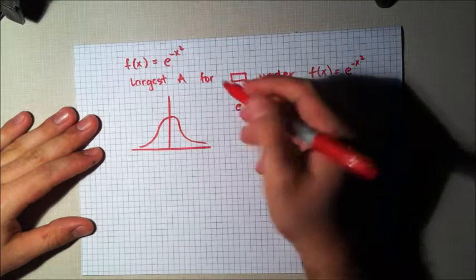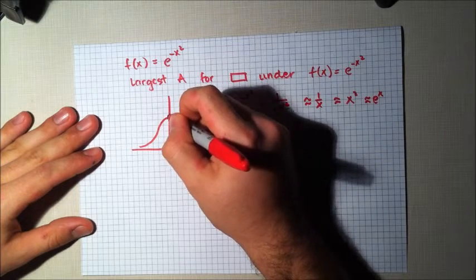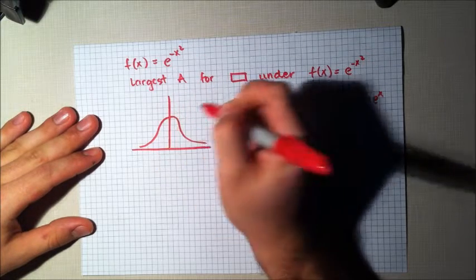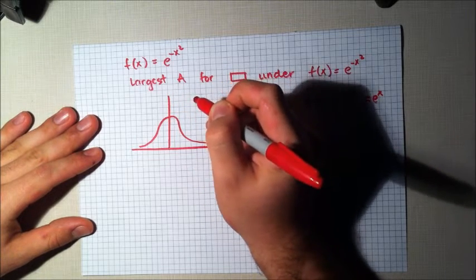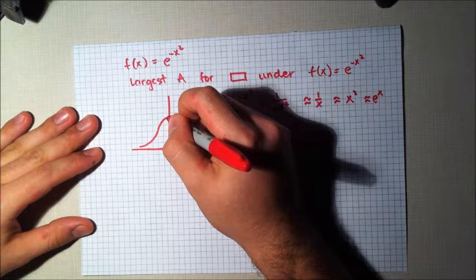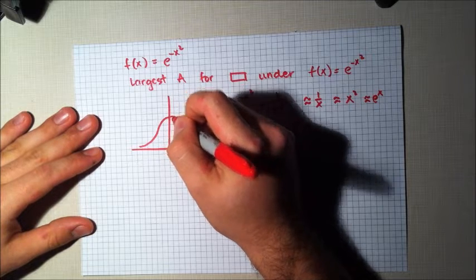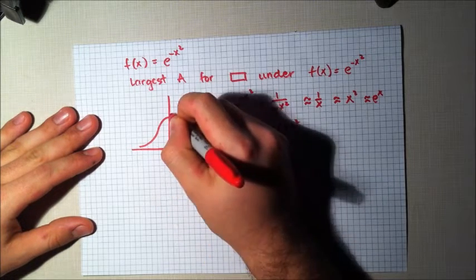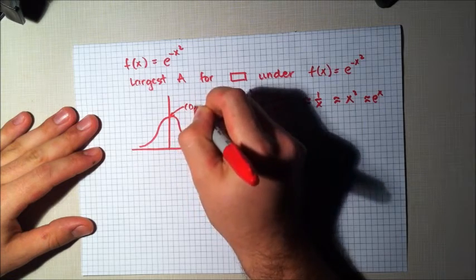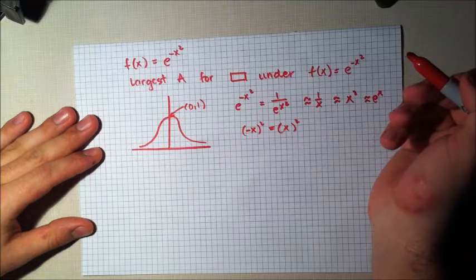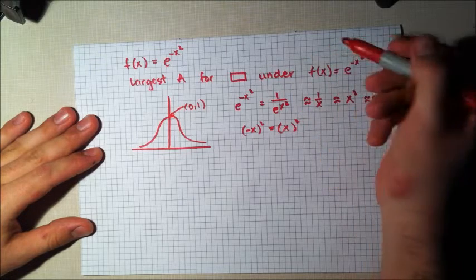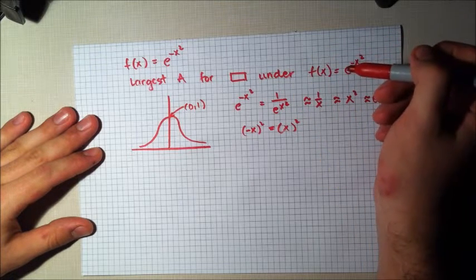Alright, more symmetric. This point right here is 1 at 0. And if you've dealt with exponential functions before, you would know that all of them cross 0, 1. This point right here is 0, 1. Now to the question at hand. What is the largest area for the rectangle under this curve?